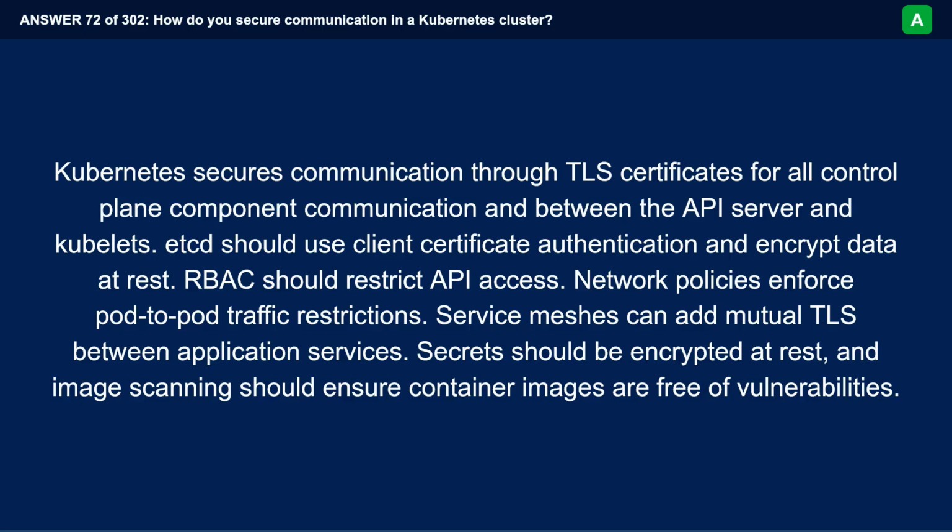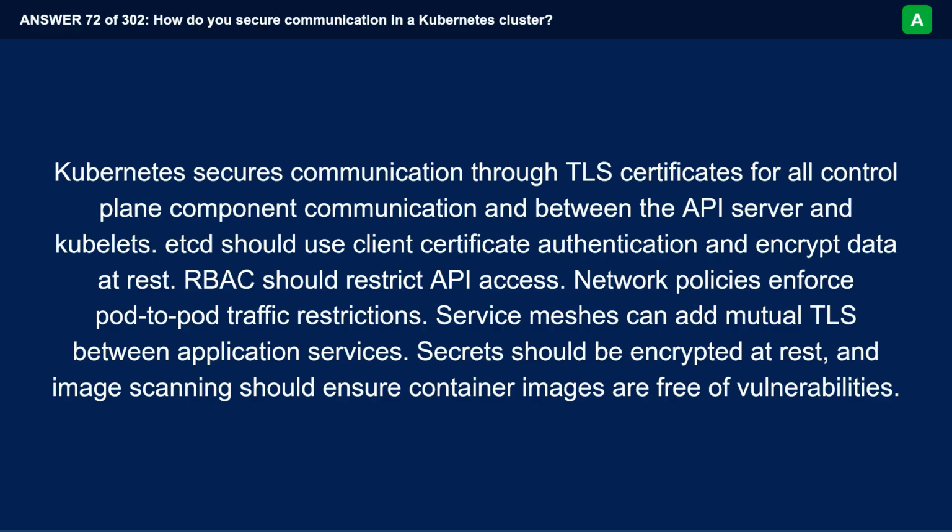Kubernetes secures communication through TLS certificates for all control plane component communication and between the API server and kubelets. etcd should use client certificate authentication and encrypt data at rest. RBAC should restrict API access. Network policies enforce pod-to-pod traffic restrictions. Service meshes can add mutual TLS between application services.